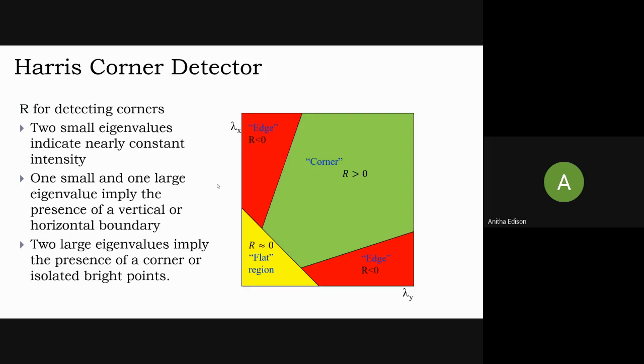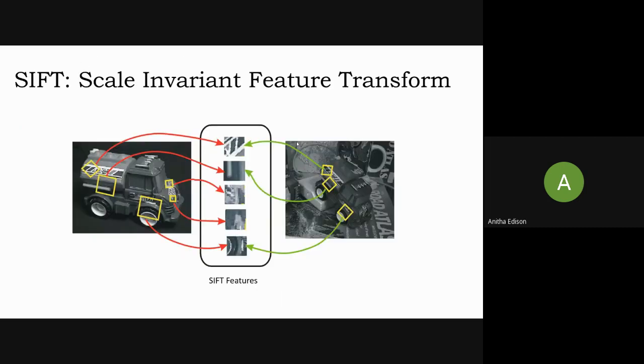So if that R is greater than 0, you can identify it as a corner. If R is less than 0, then it will be an edge. And if R is nearly equal to 0, it will be a flat region. So that is how the corner detector works. So I can have features like edges from an image, and I can find features like corners from the image using these algorithms.